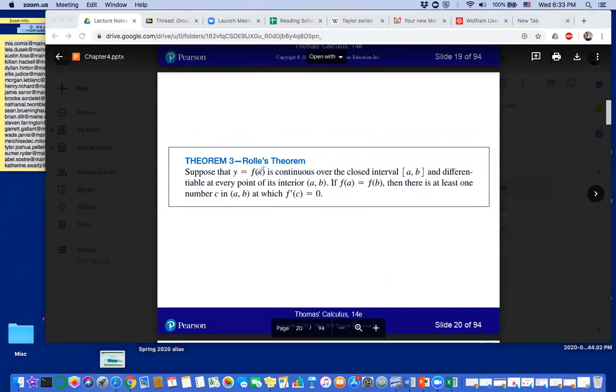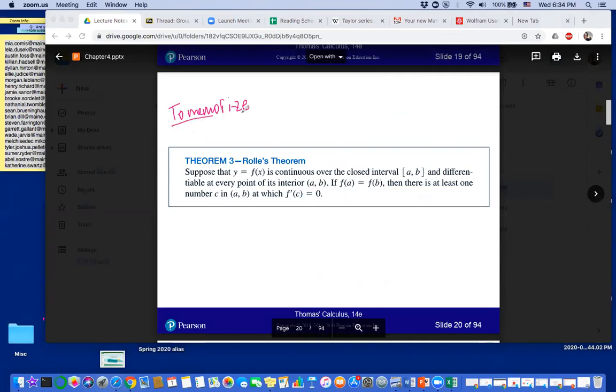Suppose y, a function of x, is continuous over a closed interval AB and differentiable at every point of the interior. See, the differentiability does not have to extend to the boundaries. But what has to be true is f of a is equal to f of b. Then in that case, there's at least one number c in the middle where f prime of c is equal to 0. So also to memorize. I'm just briefly saying to memorize.